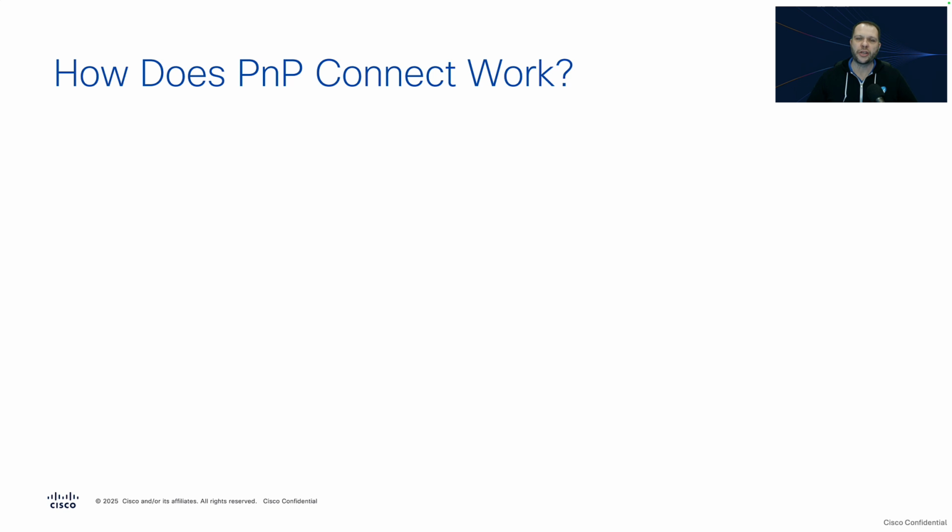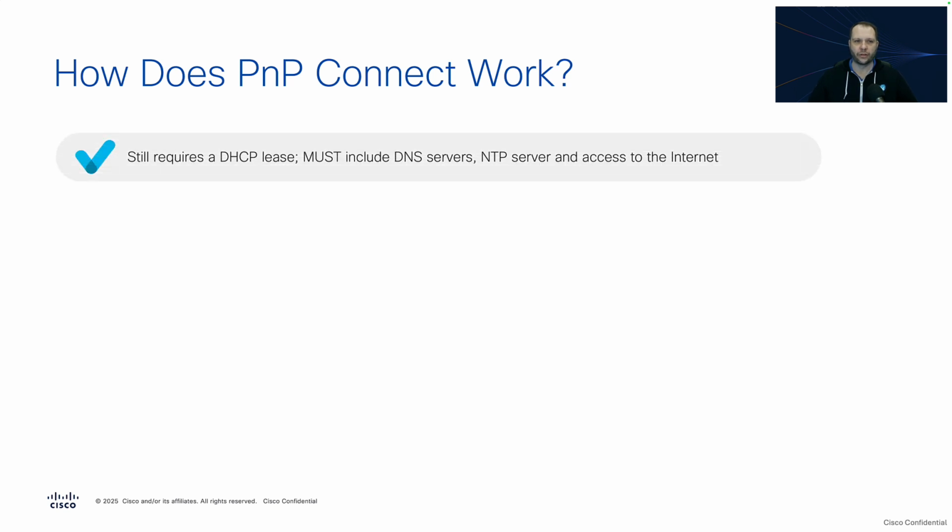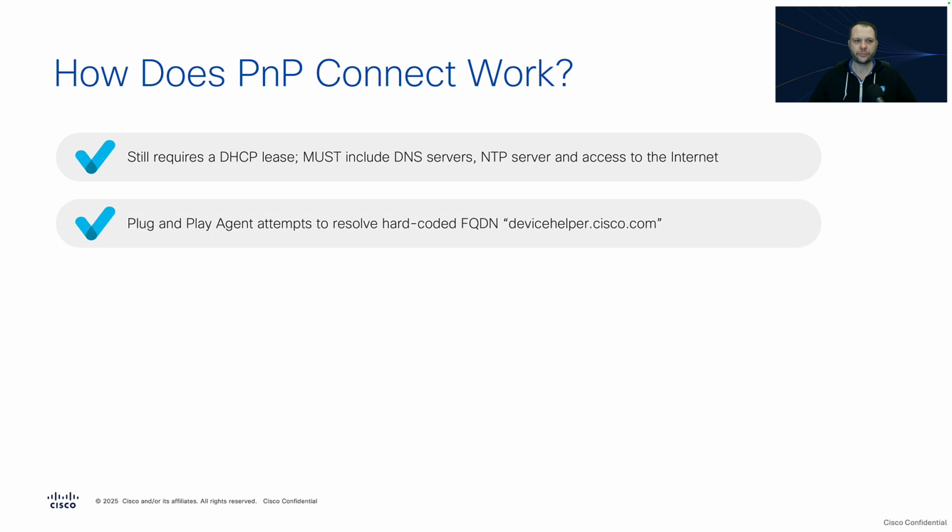Okay, so how does PnP Connect work? Well, as with all other discovery methods, it still requires a DHCP lease, because a factory default device has to obtain network connection information so that it can reach out to the Catalyst Center server and other endpoints. However, this DHCP lease must include at least one DNS server that's reachable, an NTP server in order to synchronize time, and it must have access to the internet. So the plug-and-play agent will attempt to resolve a hard-coded, fully qualified domain name called devicehelper.cisco.com.